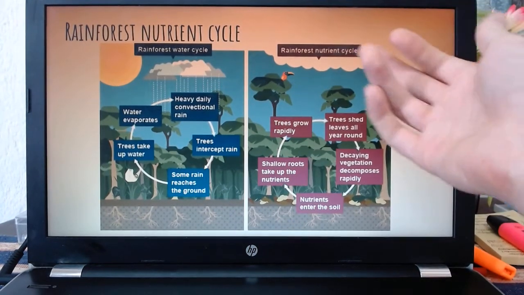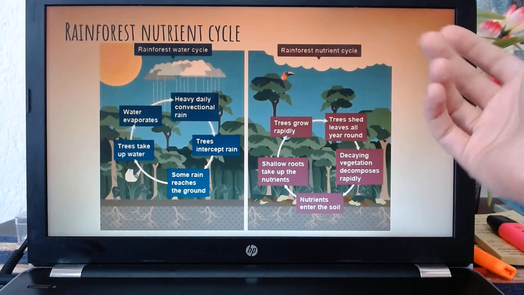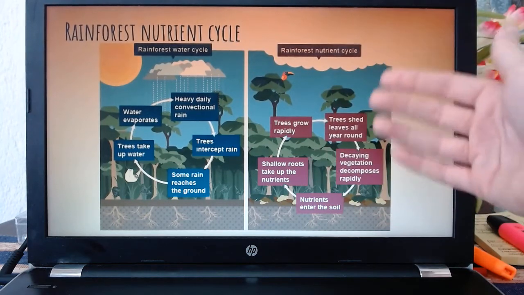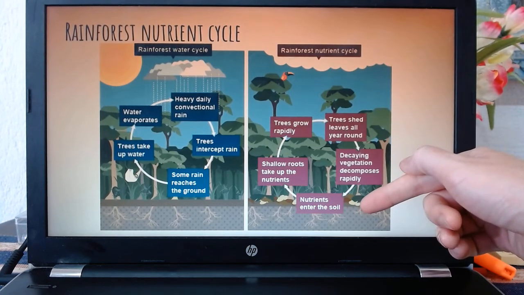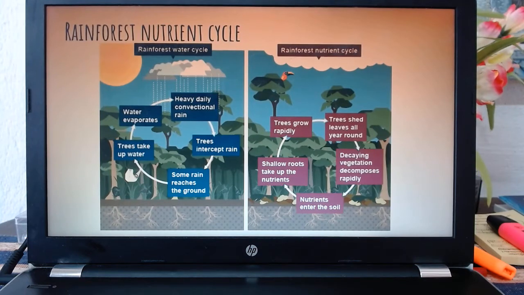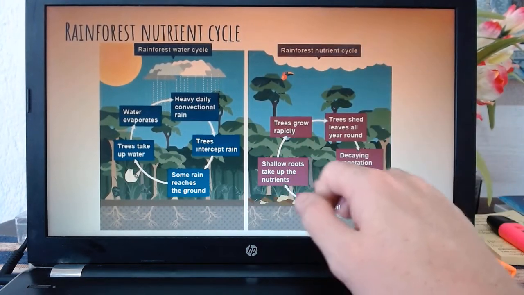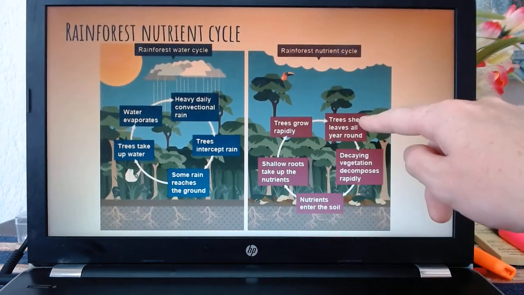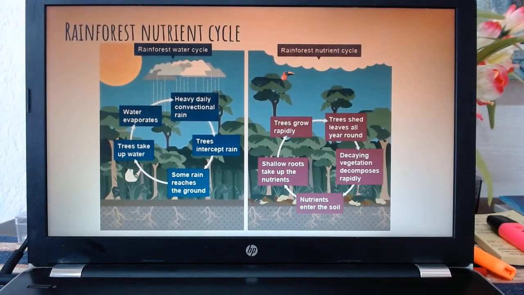Secondly, we have the nutrient cycle. If you don't know what nutrients are, they're the things plants and animals need to live. Trees shed leaves all year round. They're constantly dropping leaves and growing new ones all the time. Vegetation decays, or decomposes or rots rapidly because it's so hot and wet. All this dead vegetation will rot very, very quickly. Nutrients go into the soil. The roots take the nutrients up really quick. There's massive competition between all of these trees to get those nutrients back. Trees grow rapidly. They shed their leaves constantly. So let's make a quick sketch of those two, nice and big.